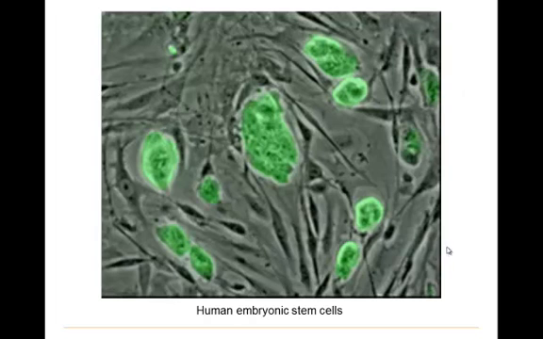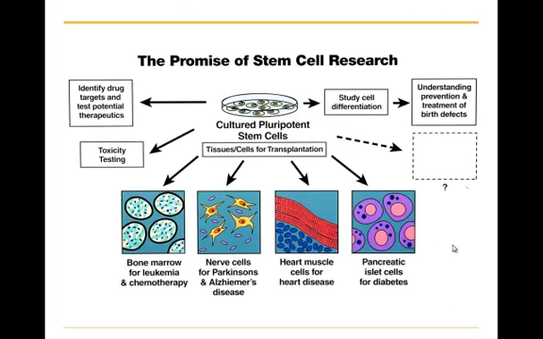And so here's actually some human embryonic stem cells. Here, this shows the promise of stem cell research. So cultured pluripotent stem cells, and then we can get tissues or cells for transplantation and do all different things. It says we could identify drug targets and test potential therapies. We can use the stem cells for toxicity testing. We can use them to transplant to bone marrow for leukemia or chemotherapy. You don't have to have a bone marrow donor, but you can produce your own bone marrow cells from stem cells.